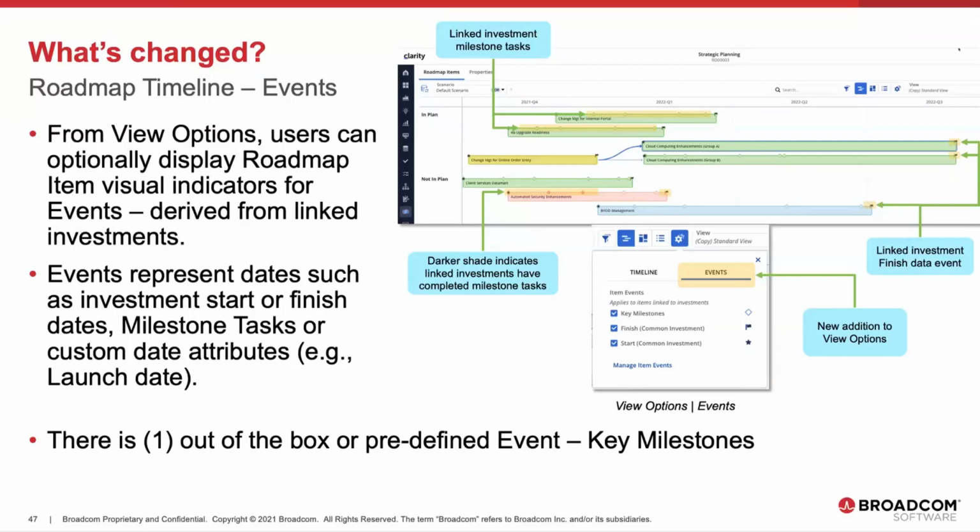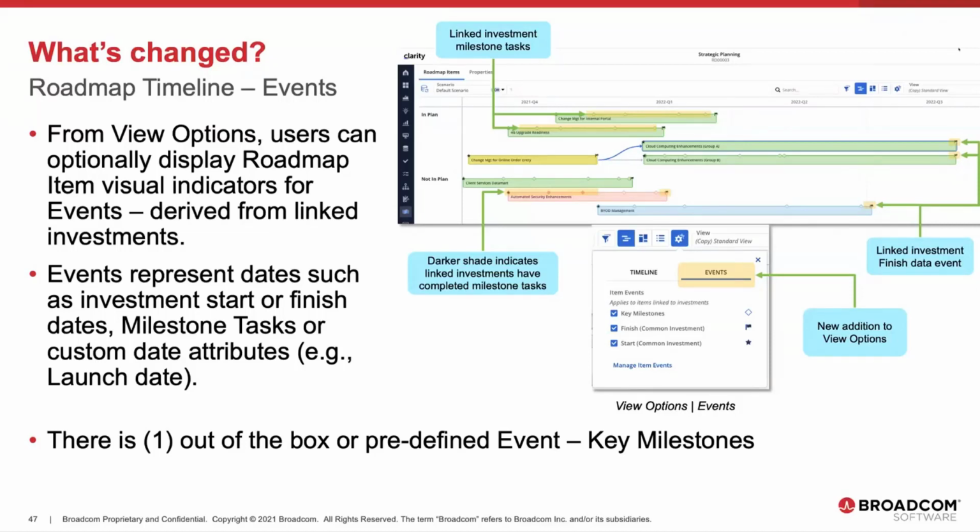The key milestone border or shading matches the roadmap item coloring. The milestone whose shading is filled in, well, that indicates that the task has been completed, or not completed if it's not filled in at the investment level.